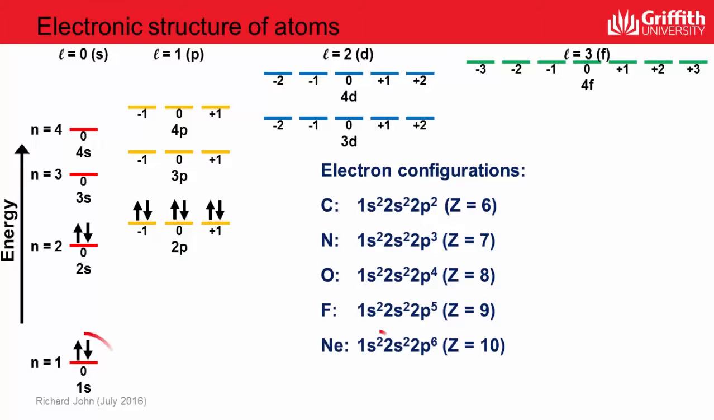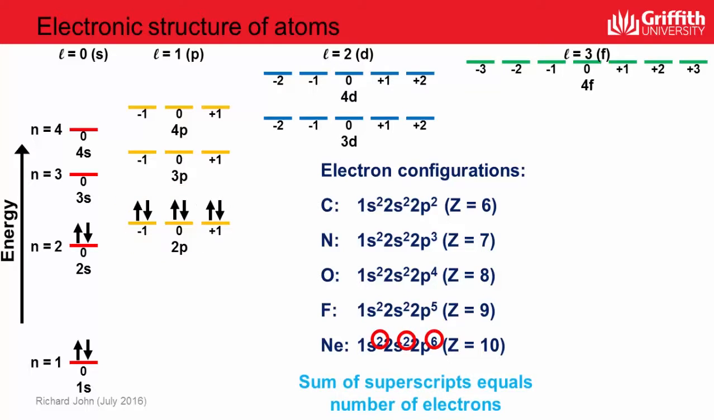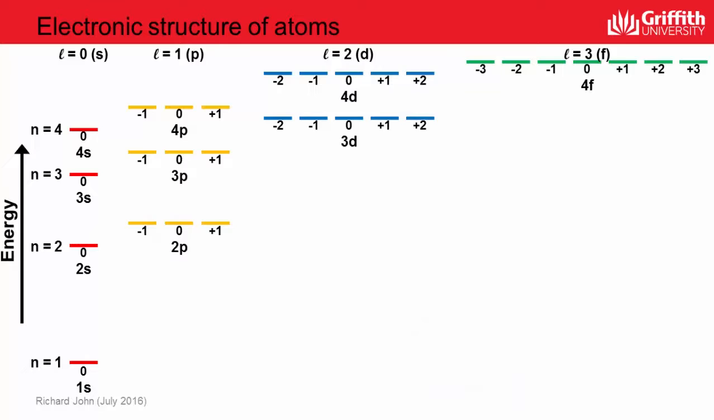1s2, 2s2, 2p6, remembering that 2 there represents the 2 electrons in the 1s subshell, that 2 representing the 2 electrons in the 2s subshell, and that 6 superscript there representing the 6 electrons in the 2p subshell. And that the sum of those, 2 plus 2 plus 6, equals 10. That equals the number of electrons in the atom, in this case, neon.